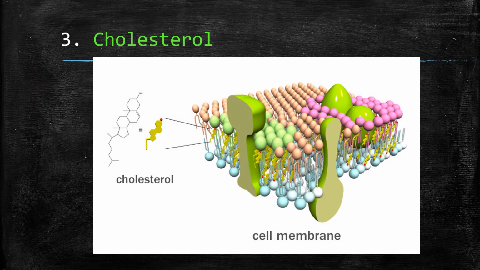The third component of our membrane is cholesterol. If you'll remember from our last conversation, cholesterol is a steroid, and it's composed of 4 fused hydrocarbon rings along with a carbon chain. If you look at our model here, you'll notice that cholesterol is actually a small molecule compared to the others, but it plays a significant role.